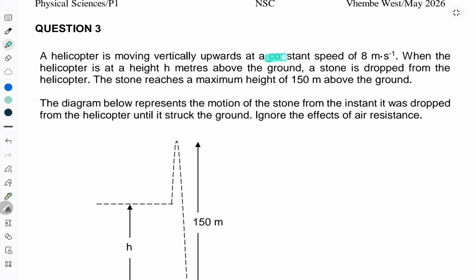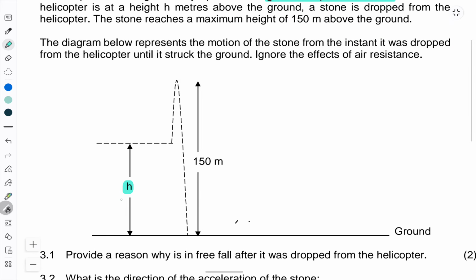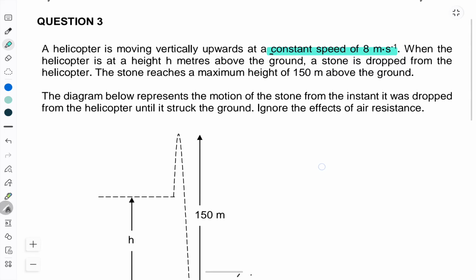We have this piece of information, right? So when the helicopter is at a height h meters, which is what we're seeing here, the stone is dropped from the helicopter. The stone reaches a maximum height of 150 meters above the ground. Okay, so the diagram below represents the motion of the stone from the instant it was dropped from the helicopter until it struck the ground. Ignore the effects of air resistance.